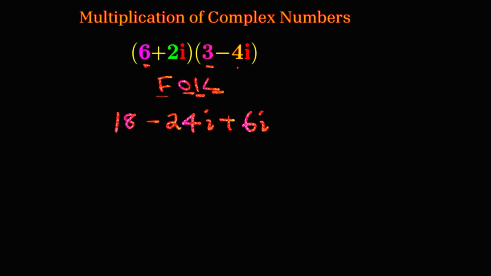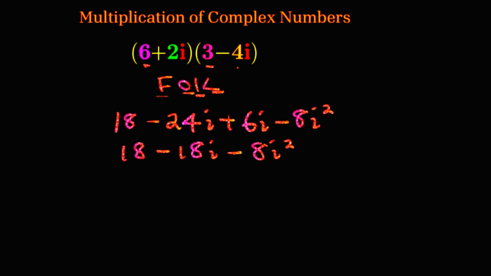And then we're going to look at the last ones, that is 2i and minus 4i. So that will be minus 8i squared. So if we collect like terms, then we see that we have 18 minus 24i plus 6i, that is minus 18i. Then we have minus 8i squared.